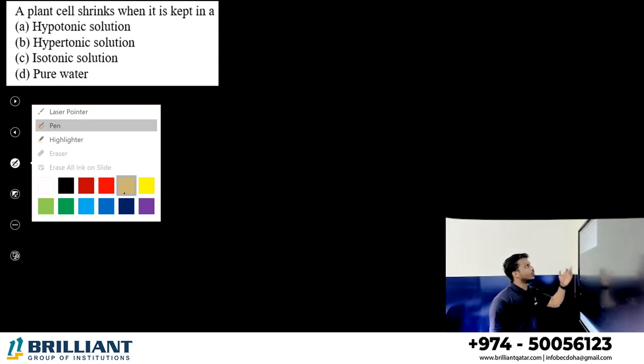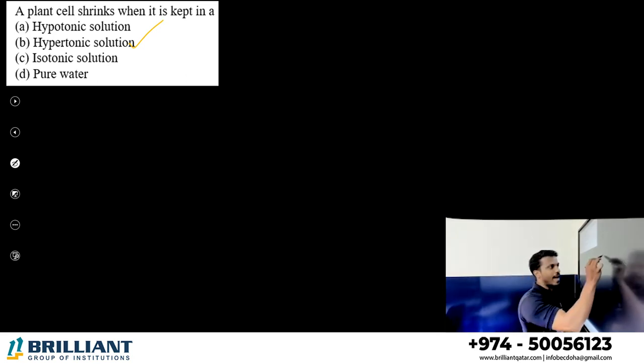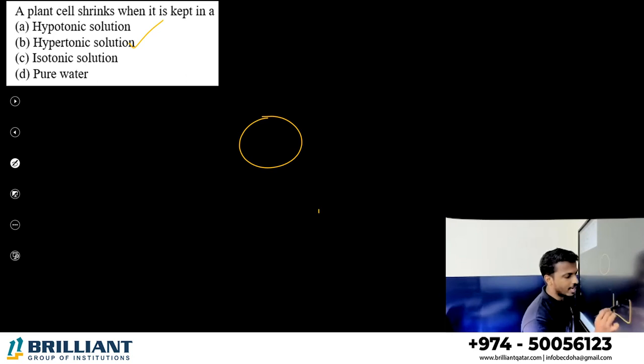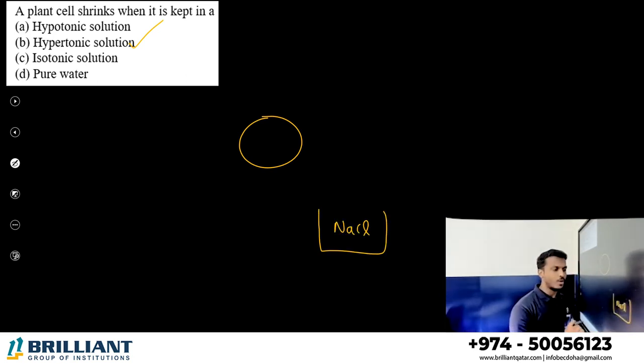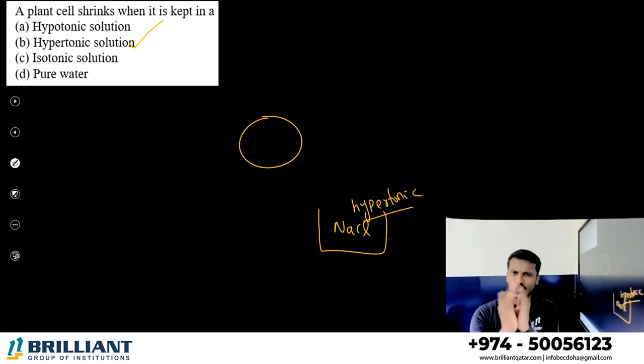Next, a plant cell shrinks when it is kept in. If a substance is shrinking, it means the solution is hypertonic, with very high concentration. A hypertonic solution has greater concentration. If you consider a raw mango and keep it in NaCl solution, the concentration is greater in the NaCl solution. The higher the concentration, the higher the osmotic pressure. A higher osmotic pressure solution is called a hypertonic solution. When you keep the substance in a hypertonic solution, it will shrink. When you keep the substance in a hypotonic solution, it can swell. Shrinking takes place in hypertonic.